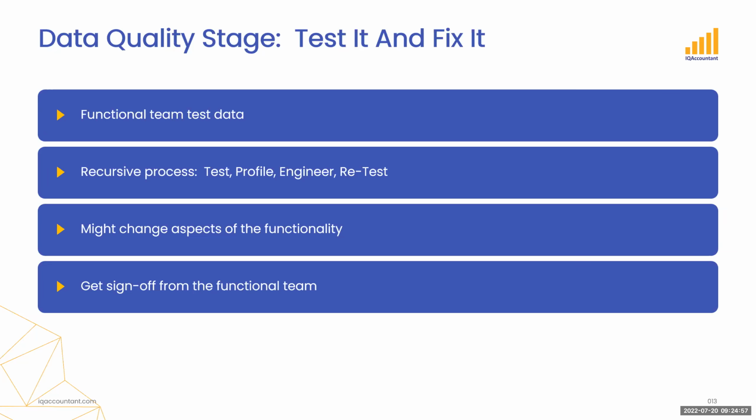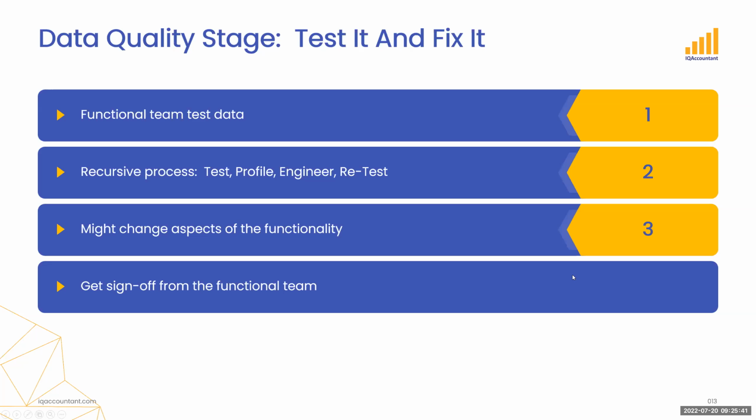And then lastly, we finish with the data quality stage, and that's going to be testing and fixing it, right? This is when we have a recursive process, where you include the functional team to help you test the data. They're going to give you great insights. This is also a recursive process where you'll be testing, profiling, data engineering, and retesting.